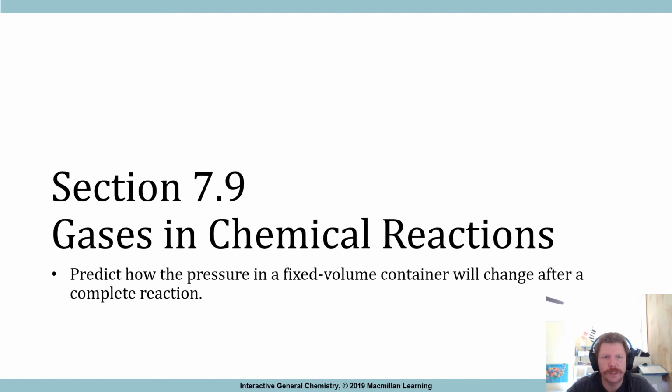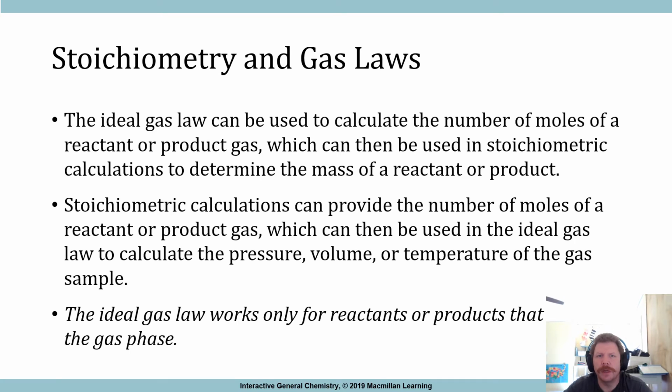All right, section 7.9, gases in chemical reactions. This is kind of rolling some things together from previous chapters. You'll be able to predict how the pressure in a fixed volume container will change after a completed reaction. So key there is that we have a fixed volume container, and what we're looking at is a change in pressure. Okay. So stoichiometry and gas laws.